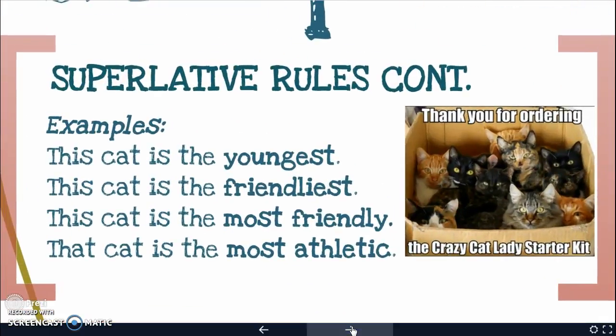Okay, so here's some more examples. This cat is the youngest. Young has one syllable, so we add the EST. This cat is the friendliest, or this cat is the most friendly. Friendly has two syllables, so you can either add EST or put most in front of it. And then for a word that has three syllables, athletic, we need to put the most in front of it.